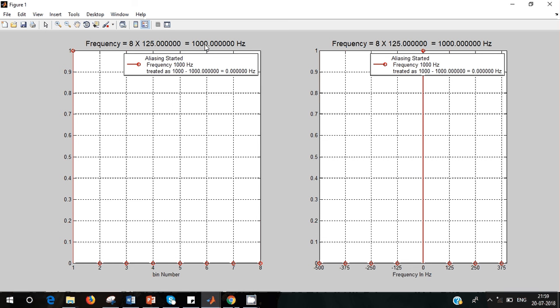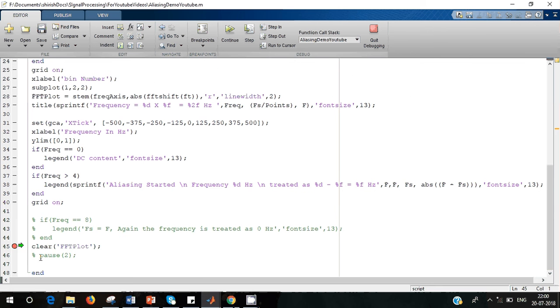So what we can say is if you're sampling with the same frequency as the signal frequency, if your signal frequency is 1000 hertz, and the sampling frequency is also 1000 hertz, the signal is treated as a 0 hertz signal, the DC signal. Therefore, you must satisfy the Nyquist criteria or you should sample more than the Nyquist frequency. So this is all about aliasing, the concept of FFT.